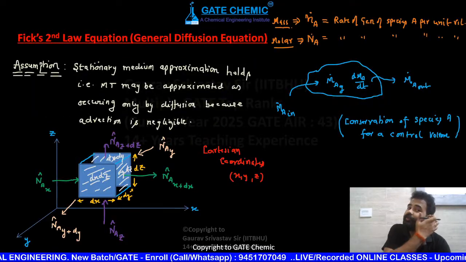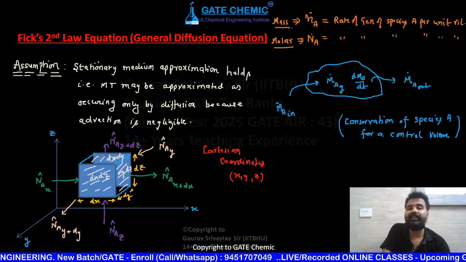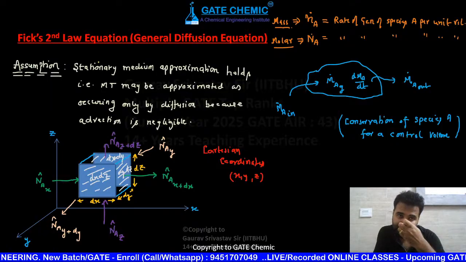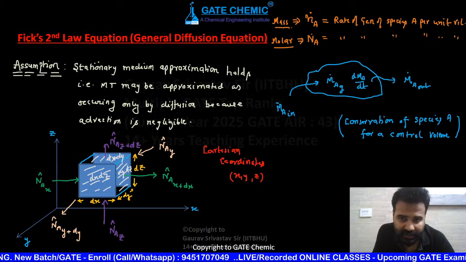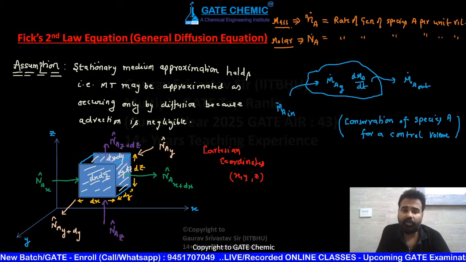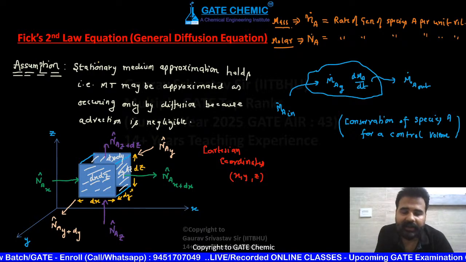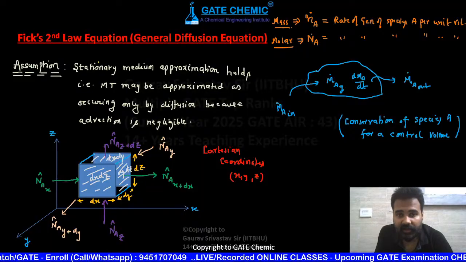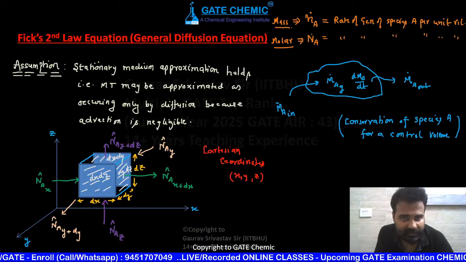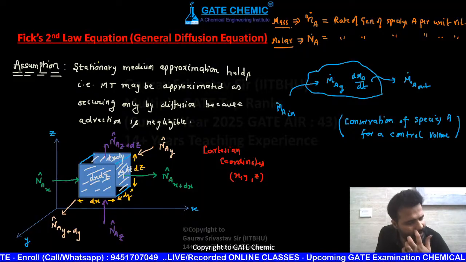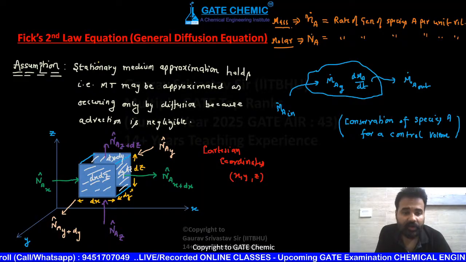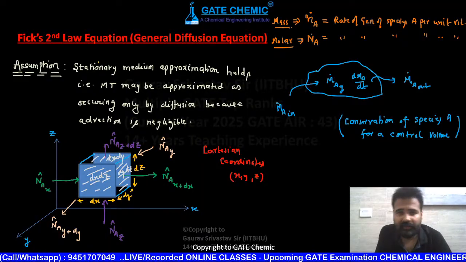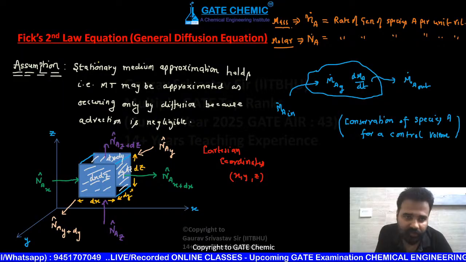Now what is Fick's second law? Now we are going to look at the equation of Fick's second law. That is also known as the general diffusion equation. Here I am not going to derive it. Derivation is present in the complete course. Here I will directly give you the final equation and how to use it. In the examination you are not going to derive it. Even if I derive it, you still have to remember it. So if you want the derivation, you can follow my complete course.